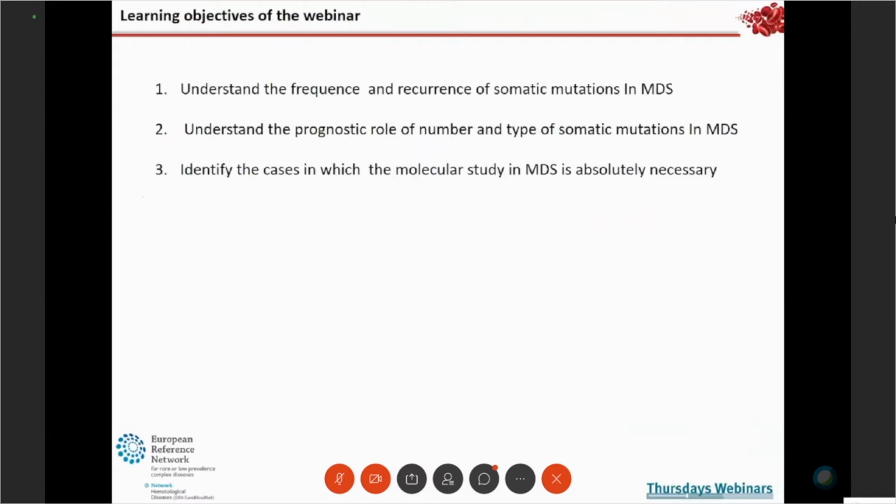So the learning objectives of today are to understand the frequency and recurrence of somatic mutations in MDS, their prognostic role and the role of the number of somatic mutations, and identify the cases in which molecular study is really necessary in MDS.